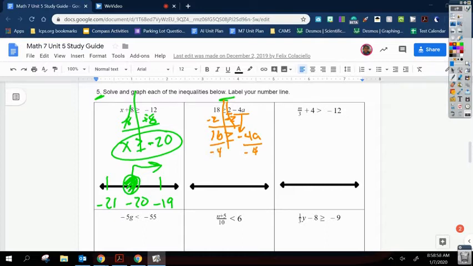Undo by dividing by a negative, divide by a negative, I get a. 16 divided by negative 4 is negative 4. And since I divided by a negative here, this symbol now flips. All right, negative 4 in the middle. Remember the negatives are backwards. Line underneath, so it's filled in.